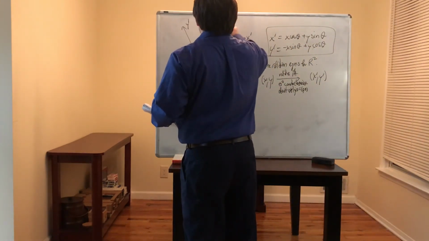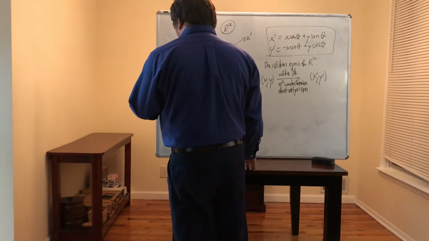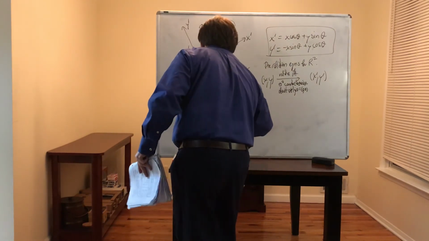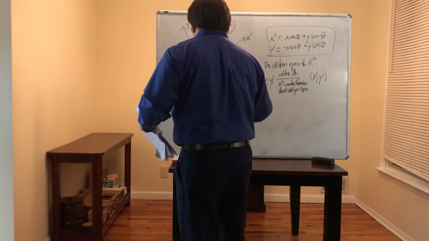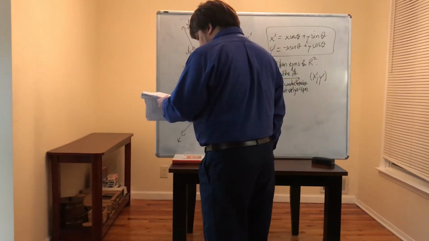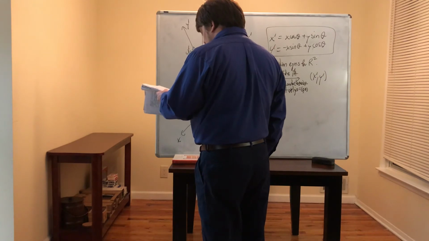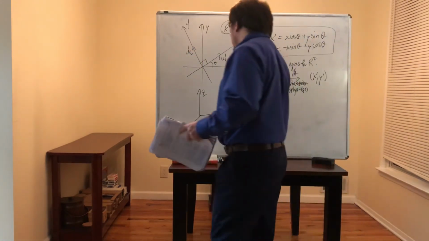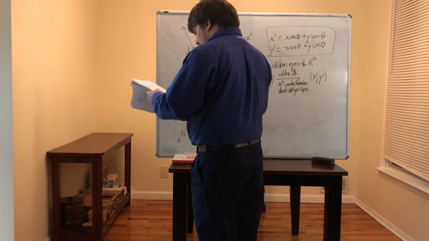So this is for R2. And so we need other equations in order to deal with R3. So let's say we have the x-axis, y-axis, and z-axis in R3. And then we're going to rotate it by theta degrees counterclockwise, and we're going to do it in the xy plane.